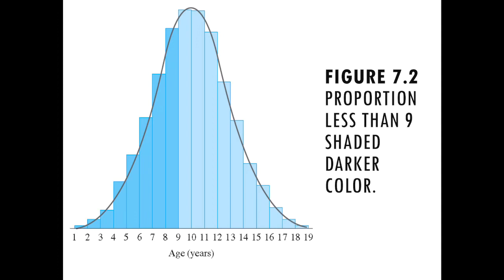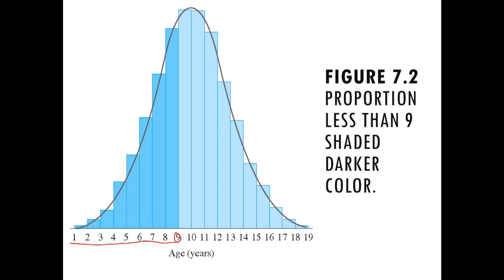So here we have our same bell-shaped curve with our years of age, and say we wanted to find the proportion less than 9, so ages 9 and less. You can see the darker shaded region from the value of 9 and less, and we want to find out how much area this actually covers. As you notice, not all the bars of the histogram are the same size. They might be the same width, but they're not the same size. But how can we find the area under the curve?